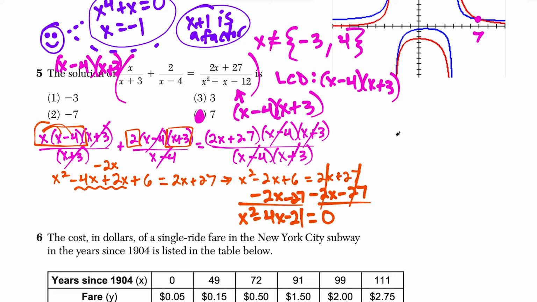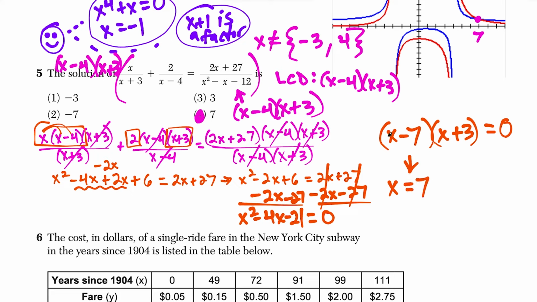And now we could factor this. What two numbers have a sum of negative 4 and a product of negative 21? We would have negative 7 and positive 3. Okay, because negative 7 plus 3 is negative 4. Negative 7 times 3 is negative 21. And the root we get from x minus 7 equals 0 is x equals positive 7.